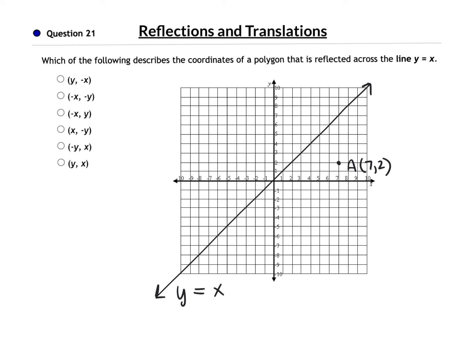I'm going to go along a perpendicular to the line y = x. I have to go along the diagonals of the grid. That's 1 diagonal, 2 diagonals, and a half. I've got to go a half and then 2 diagonals, the same distance on the other side. Right there it is. This is my A prime, and it is the point 2, 7. It looks like reflecting across the line y = x takes a point x, y and flips them. It makes the x the y and the y the x. That would be this one.